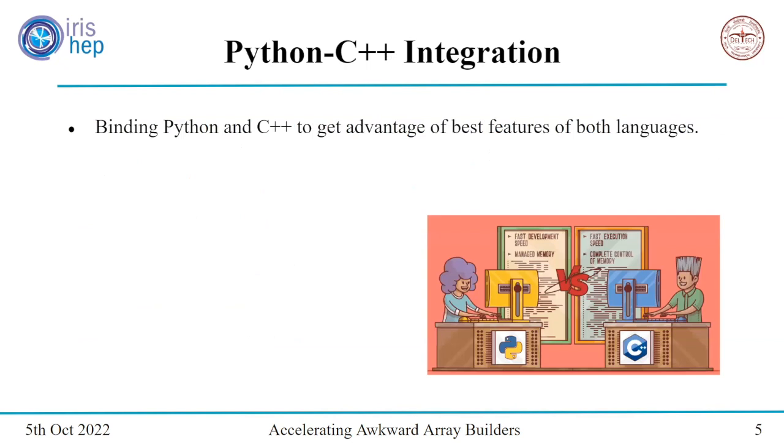As we know, nowadays more front-end users use Python, but large-scale processing still needs to have high performance. Therefore, we can combine Python and C++ in order to get the advantage of the best features of both languages, so that we can have a Python user interface, but at the same time take advantage of the performance and memory management of C++.